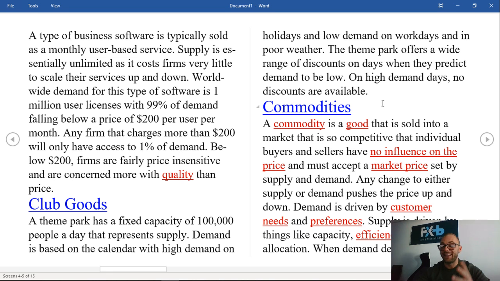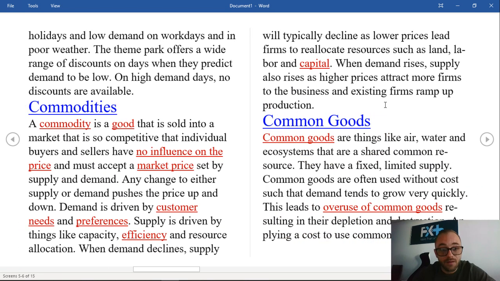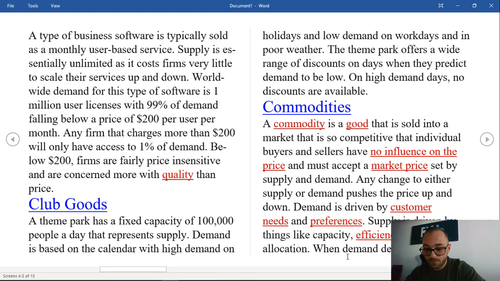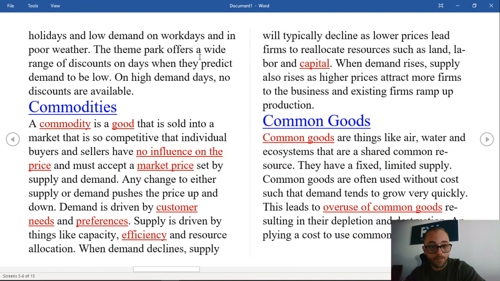When, of course, demand declines, yeah, give me a second. There it is.